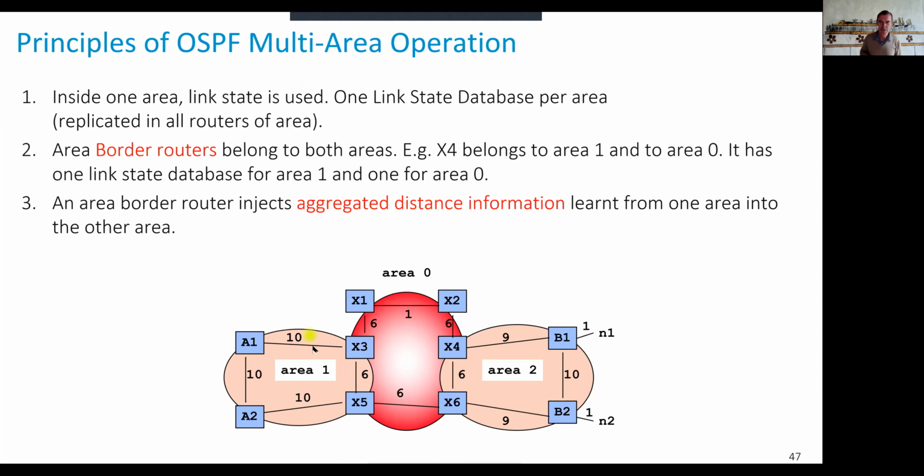And then we make the link between the different areas by having area border routers, such as X3, inject into the areas that they belong to aggregated information. So X3 knows all the details of area 1, knows all the details of area 0, it will inject in area 0 not all details of area 1. If we would do that, we would be flooding all information everywhere, and that would be the same as having one single area. Instead, it will simply inform all other routers in the area of its distances that it has learned through area 0. So it is aggregated distance information. This is the principle of distance vector.